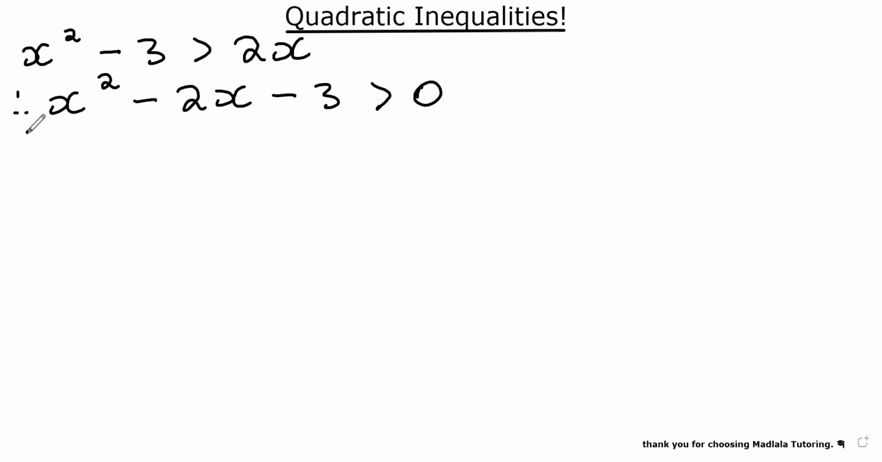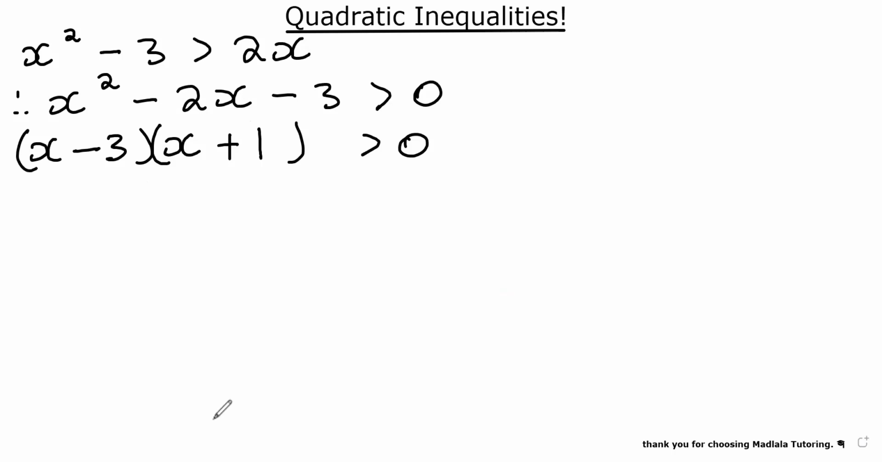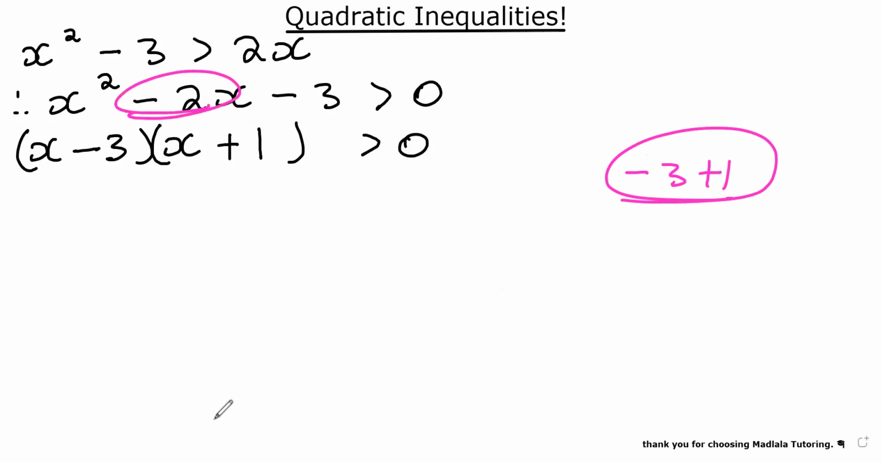Then now it's time for you to factorize. So you open two brackets and say this is greater than 0. Then you say factors of x squared, it's x and x, and factors of 3, it's 3 and 1. The bigger number always takes the sign of the middle term. It never compromises. But in order for these factors to add up to negative 2, this one has to be negative, because negative 3 plus 1 is indeed negative 2.